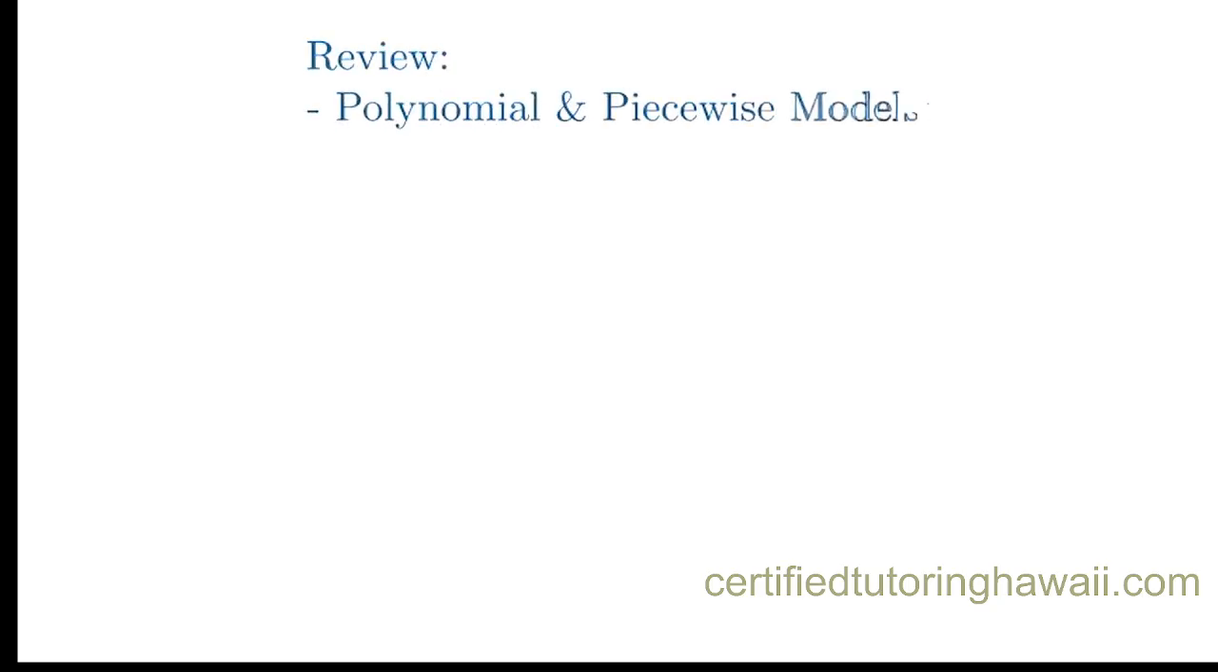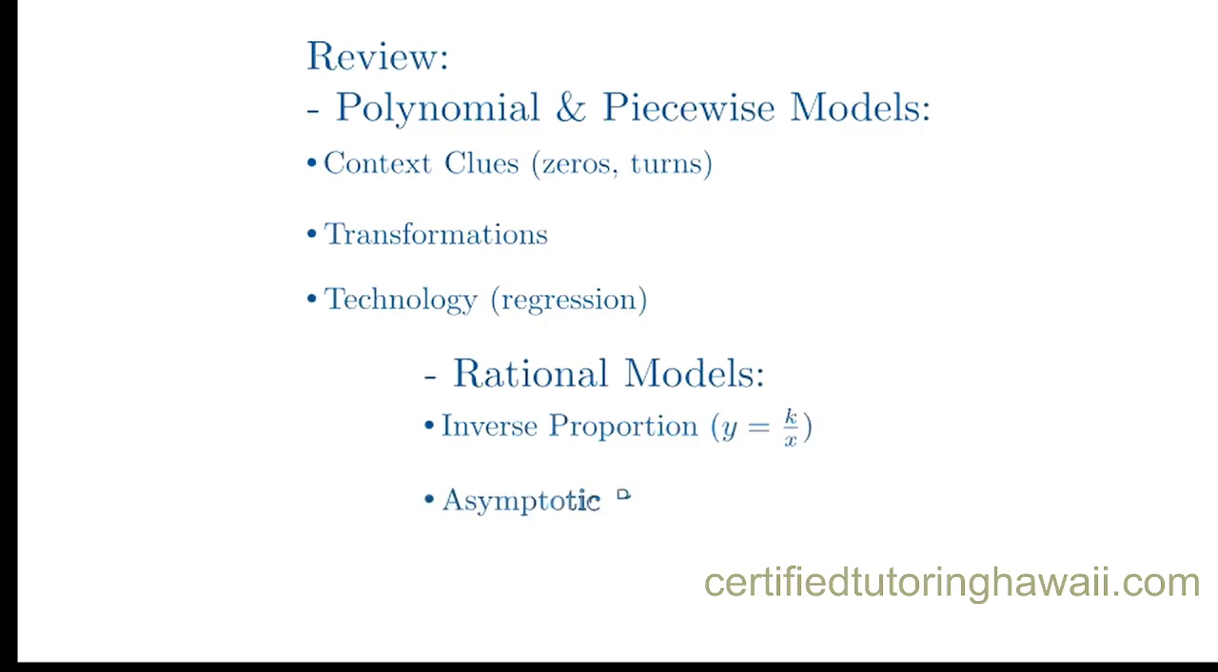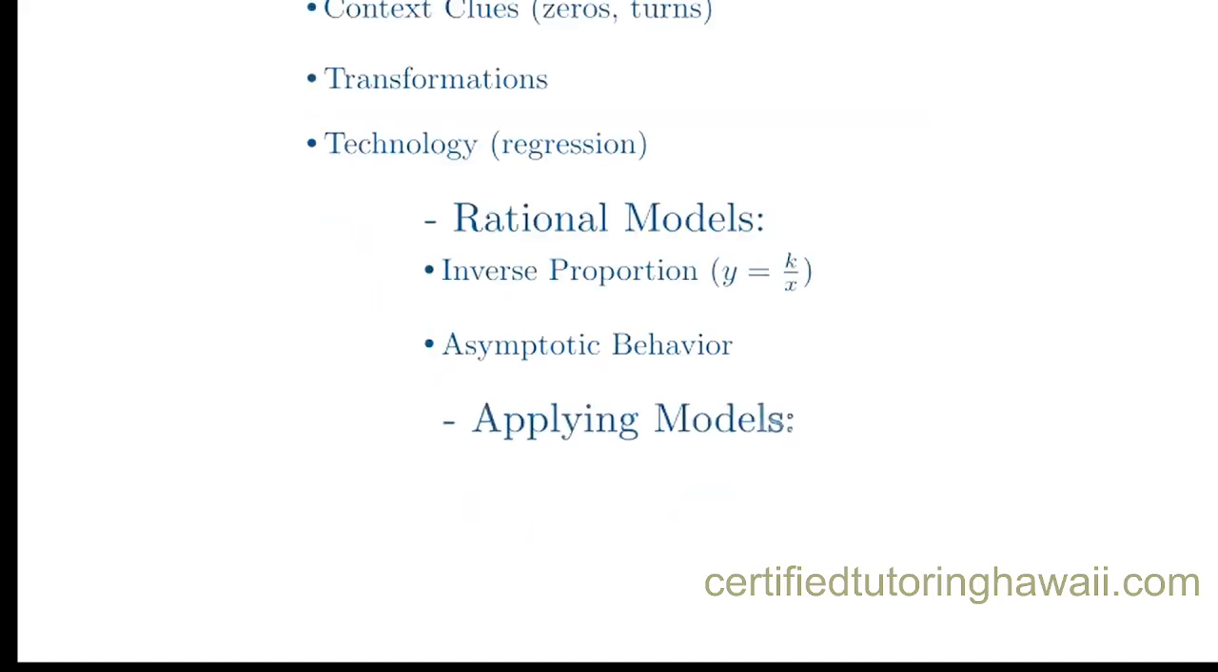Let's quickly review what we've learned. We saw that our skill focus was on constructing new functions from context. We learned how to build polynomial and piecewise models by using contextual clues, transformations, or technology to fit data. Then, we learned how to construct rational models to represent inverse proportionality, paying special attention to asymptotic behavior. Finally, we explored how to apply these models to answer contextual questions, make predictions, and find average rates of change, always making sure to include units.